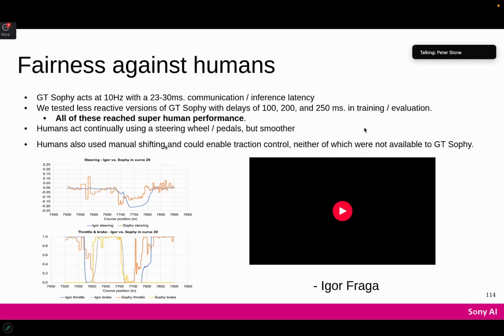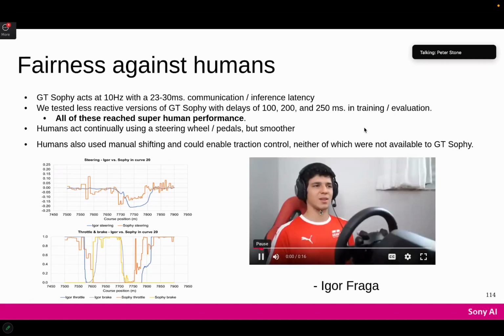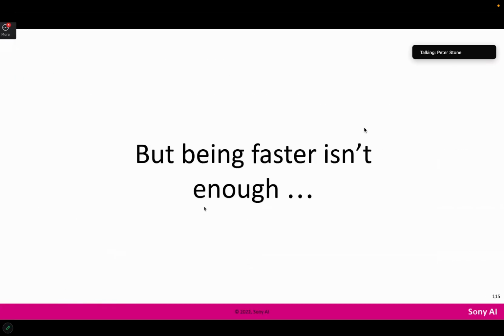I can't remember what this video shows. I think there was a lot from the AI. This was just Igor saying that he was learning from it, which you already got the sense of.